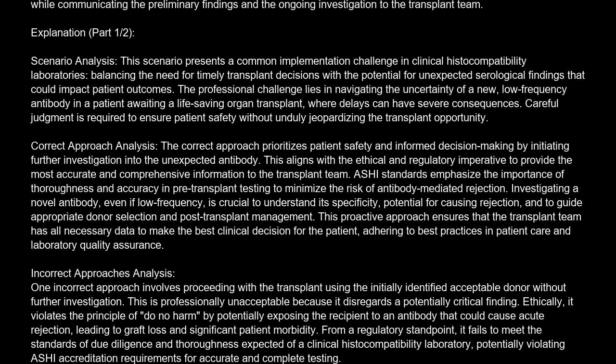Incorrect approaches analysis. One incorrect approach involves proceeding with the transplant using the initially identified acceptable donor without further investigation. This is professionally unacceptable because it disregards a potentially critical finding. Ethically, it violates the principle of do no harm by potentially exposing the recipient to an antibody that could cause acute rejection, leading to graft loss and significant patient morbidity. From a regulatory standpoint, it fails to meet the standards of due diligence and thoroughness expected of a clinical histocompatibility laboratory, potentially violating ASHI accreditation requirements for accurate and complete testing.